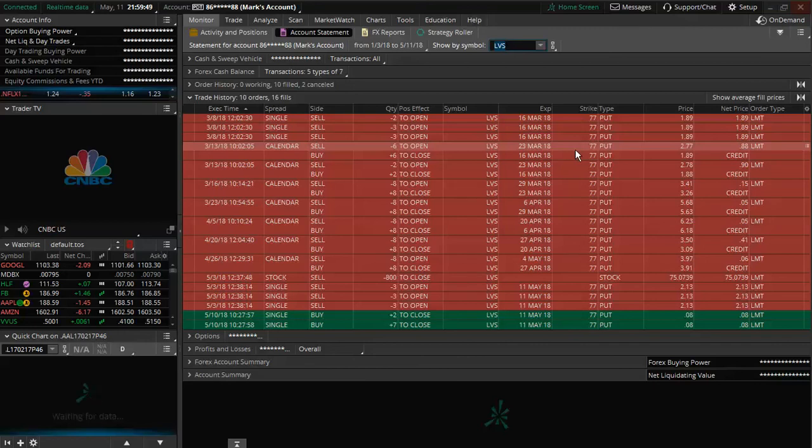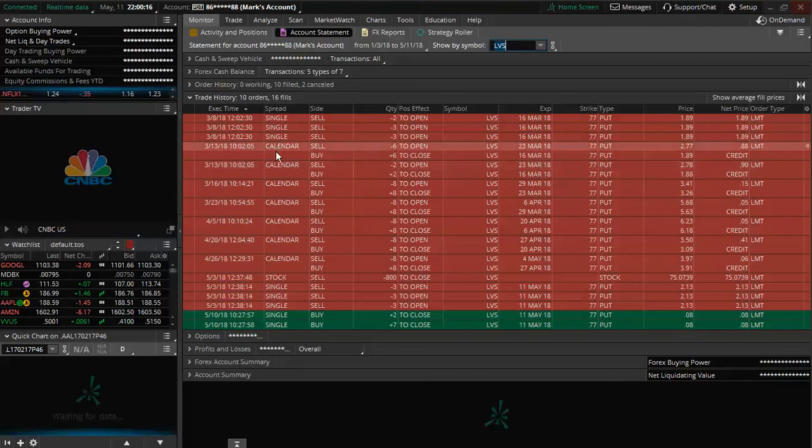But this isn't what you would typically think of as a calendar, in the sense that normally when you put on a calendar trade, they would both be to open. You would be buying to open at that expiration, and selling to open at the other expiration. In this case, I'm closing out this one and opening the next one, so it's still calling this a calendar strategy, but technically that's not what it is.